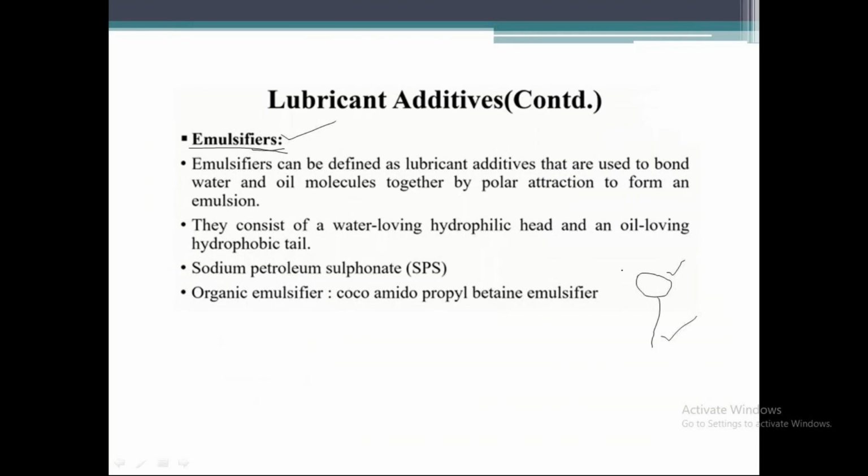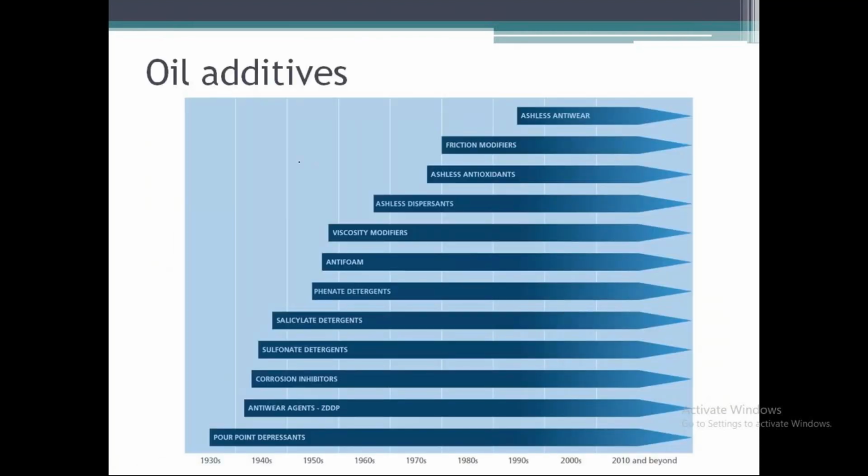How this works is, the emulsifier head catches hold on the water side or hydrophilic side, and the tail catches hold on the lipophilic or oil side. So you can mix oil and water by adding emulsifier in the appropriate percentage. That is only mentioned here. Some examples are sodium petroleum sulfonate. Some of the organic emulsifiers include cocoamidopropyl emulsifiers. These are some of the oil additives.